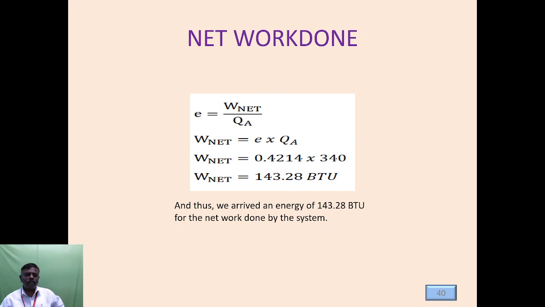Efficiency equal to net work done divided by heat applied. From that equation, net work done equal to efficiency into heat applied. Net work done equal to efficiency, which we arrived at as 42%. So substituting these values, finally we got net work done equal to 143.28 BTU.